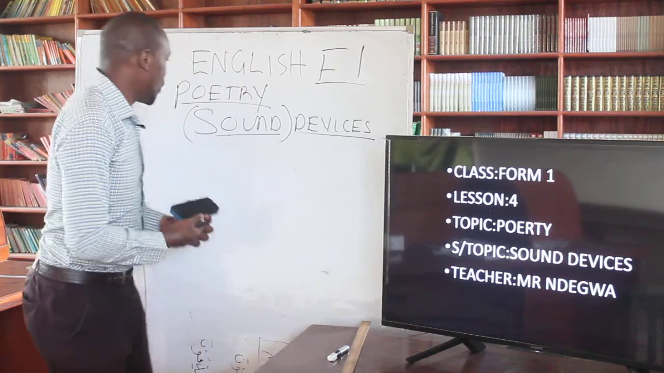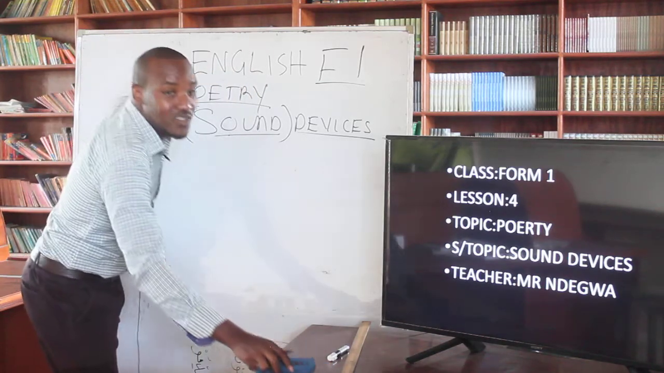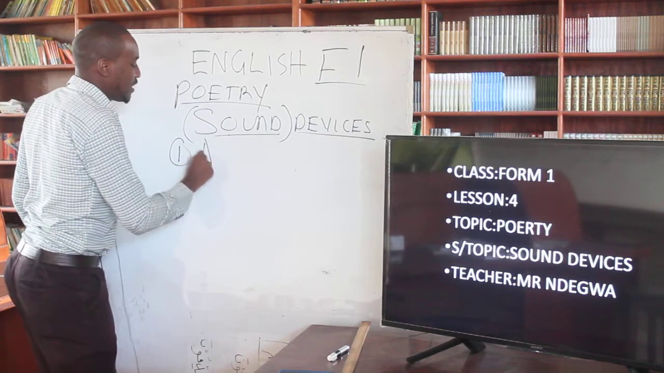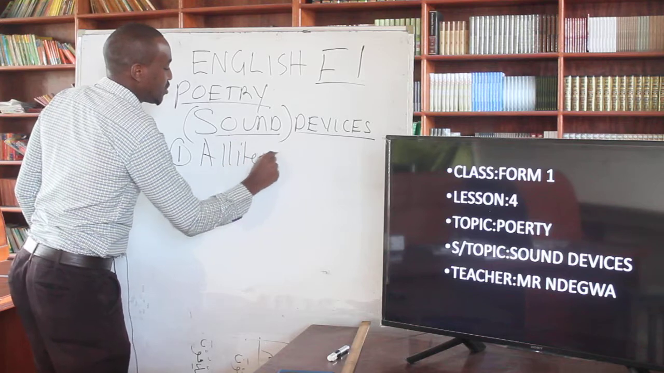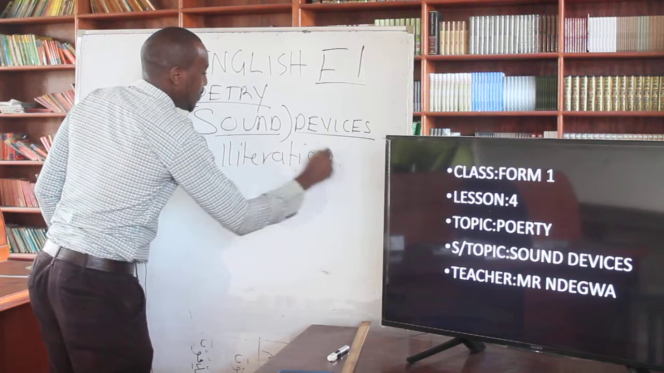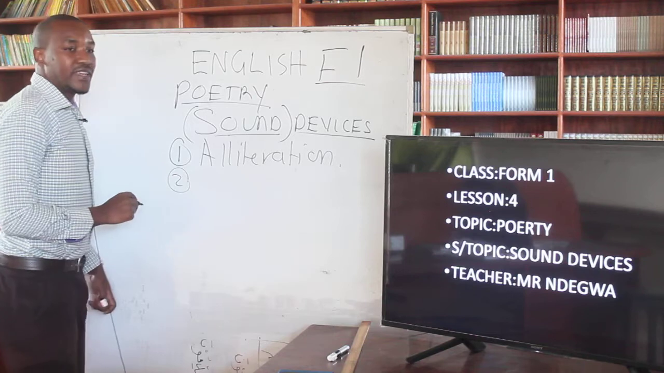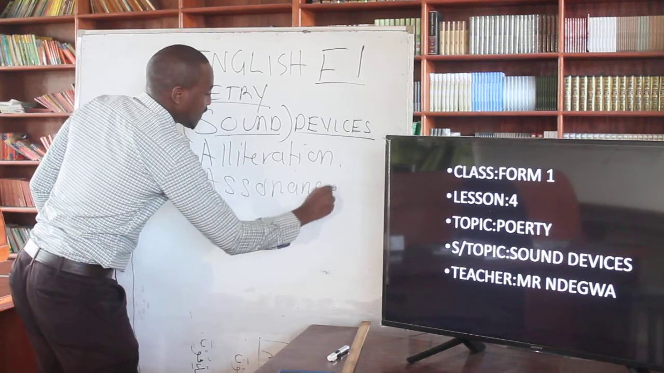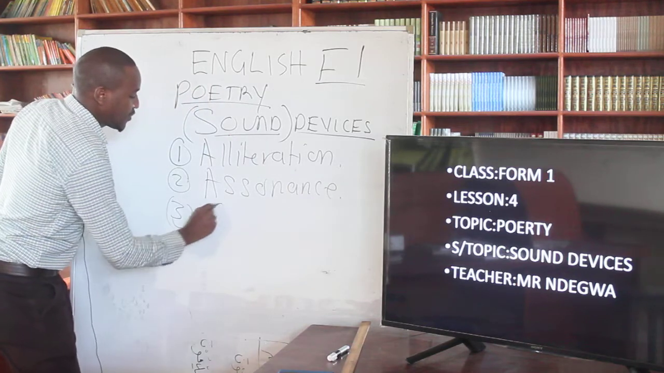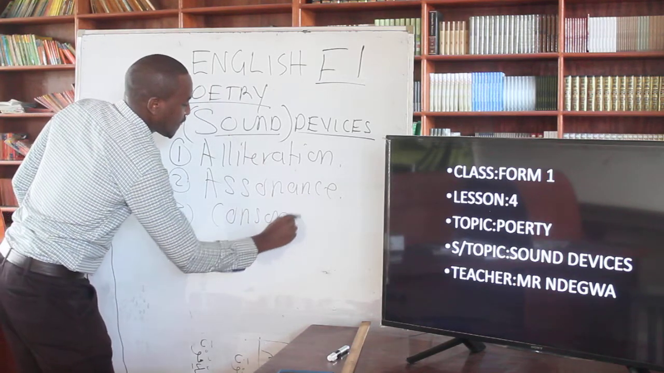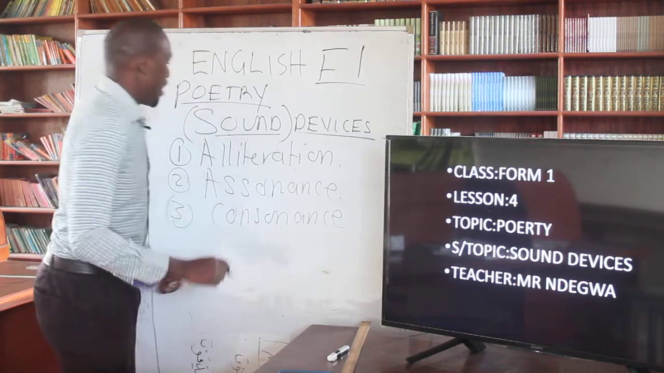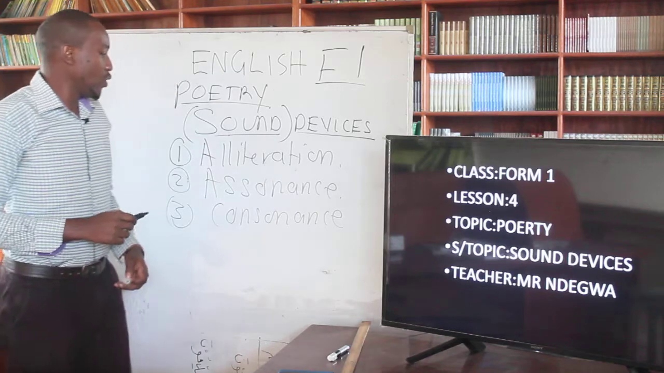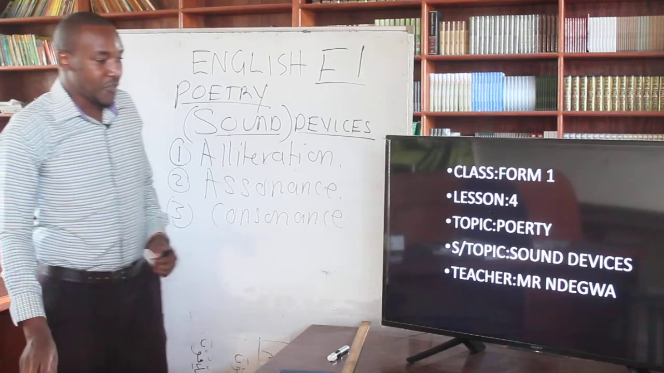When we mention sound devices, this is what should come into your mind. Sound devices: we have something called alliteration. Then we have assonance. Then we have consonance. We have ideophone. We have onomatopoeia. So let's start with the first one that we have.